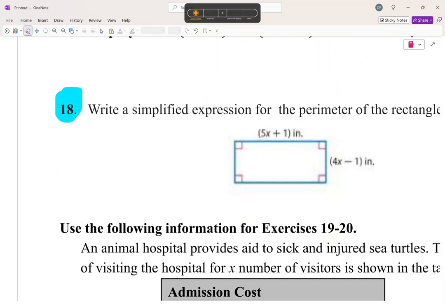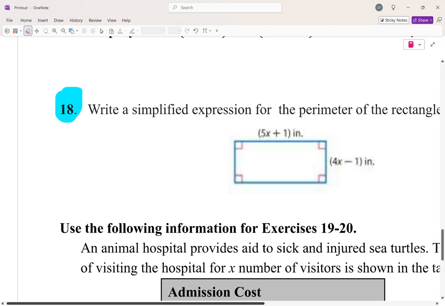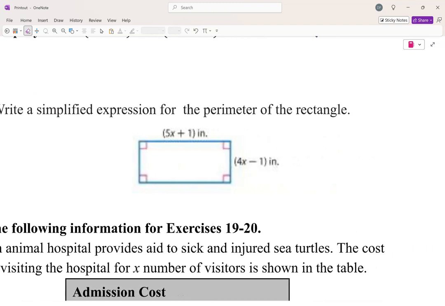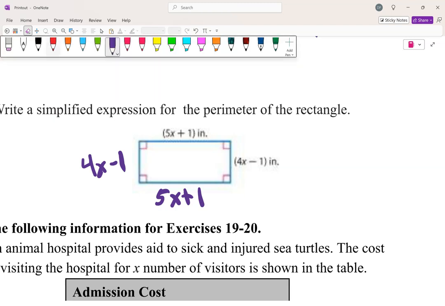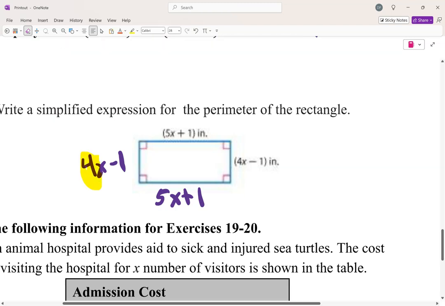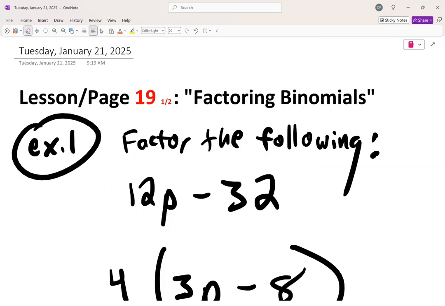Okay, 18. Write a simplified expression for the perimeter. Okay, what does perimeter mean? Adding up all the sides. So we've got another 5x plus 1, and we've got another 4x minus 1. Okay, so we have to add up all our like terms. 4 plus 5 plus 4 plus 5. What does that make? That makes 16.